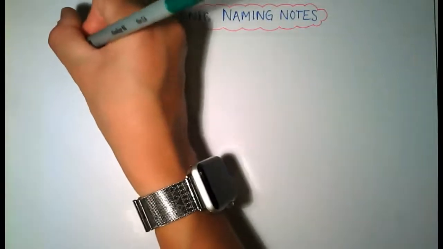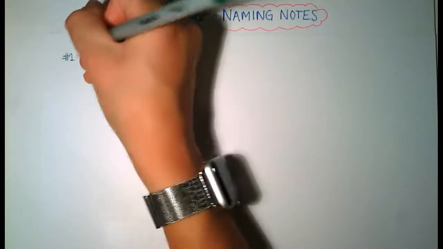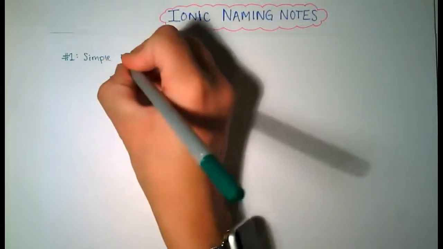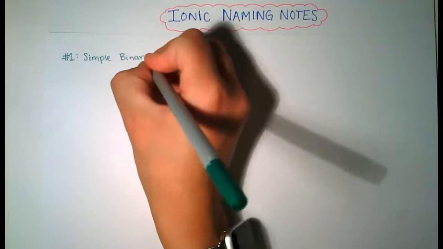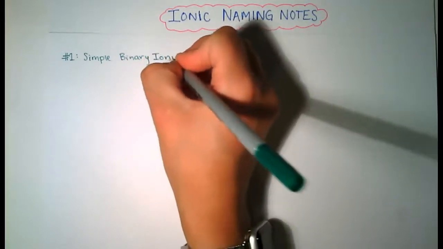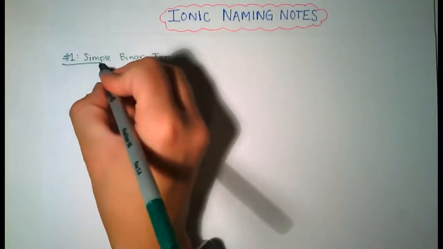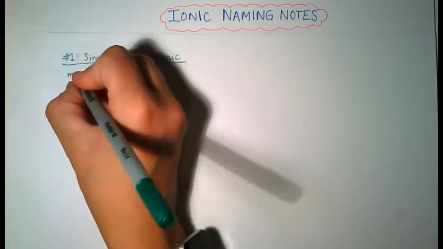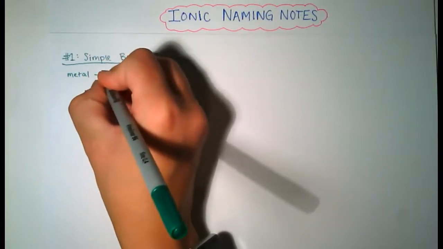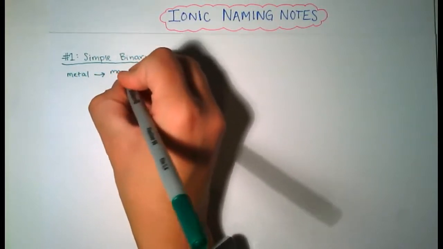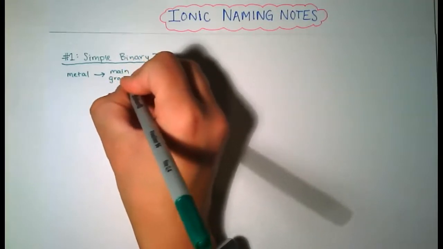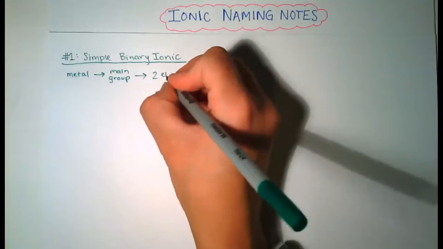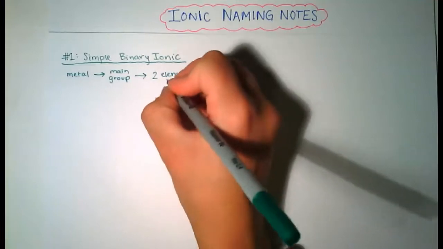So naming rule number 1 is for simple binary ionic compounds. And when I say a simple binary ionic compound, I mean a compound that contains a metal, and that metal is a main group metal, and then that it only contains 2 types of elements, 2 element types.